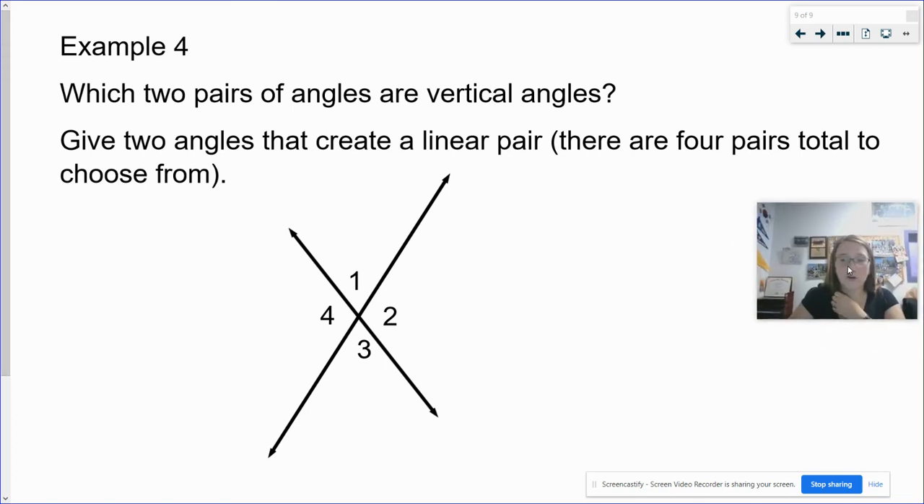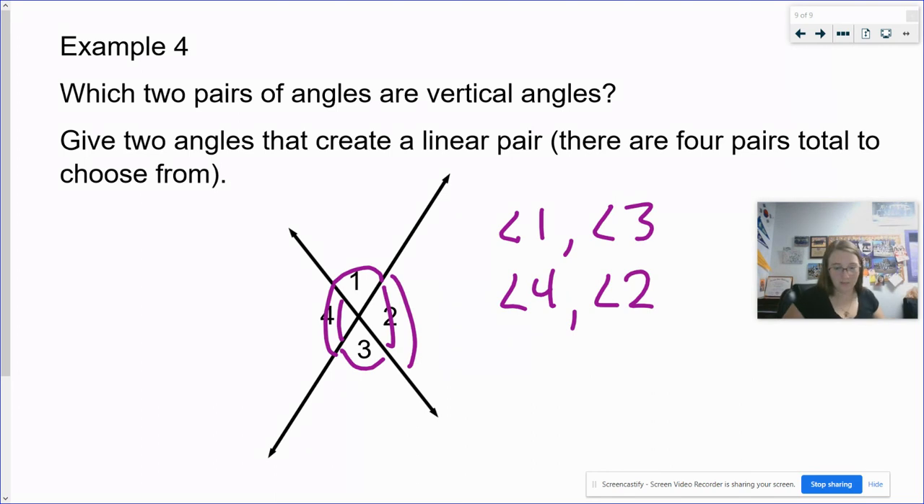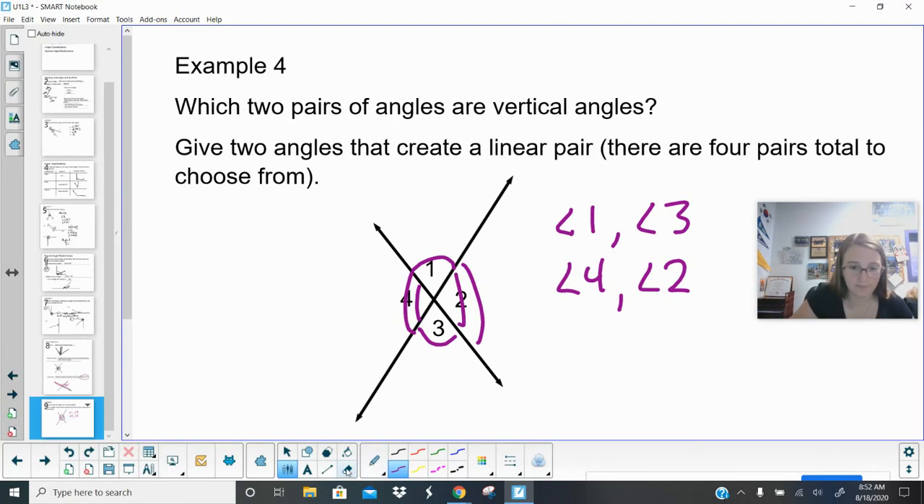Okay, so my vertical angles have to be across from each other. So angle 1 is vertical to angle 3. So that's my first pair of vertical angles. Again, they're right across from each other. That's vertical. And angle 4 and angle 2 are vertical as well. Those are our vertical angles. Let's go ahead and try the next one then.